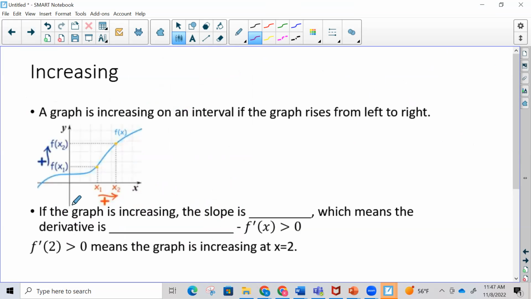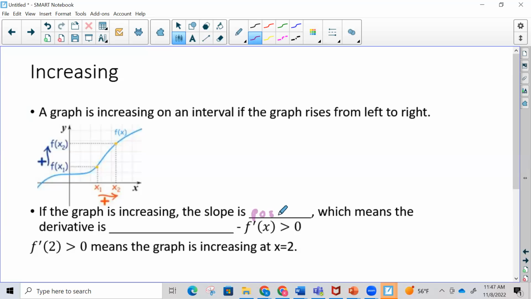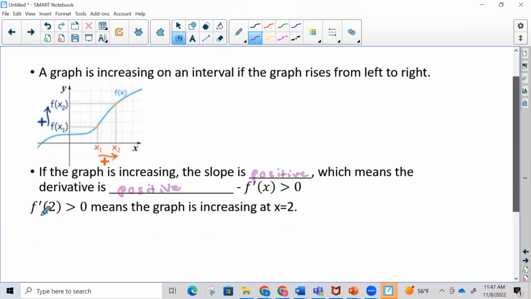So just to summarize some of the things we said about the graphs. If a graph is increasing on an interval, if the graph rises from left to right, the slope is positive, which means the derivative is positive. And so we often write that as f prime of x is greater than 0. So if they say f prime of 2 is greater than 0, this is the x value, so x is 2. It means that when x is 2, the graph would be increasing.